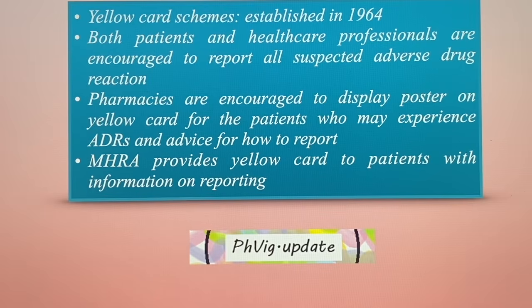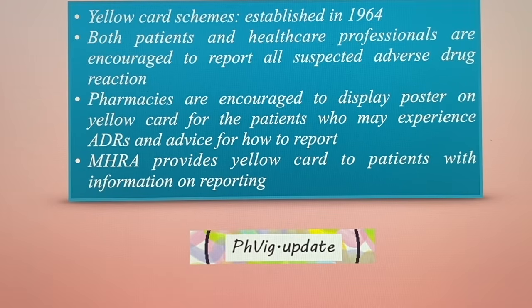The Yellow Card Scheme is the UK system for reporting suspected adverse drug reactions and was established in 1964. Healthcare professionals, patients, and caregivers can report adverse drug reactions through online systems, mobile apps, or paper forms. Pharmacies display yellow card posters to guide patients in reporting adverse drug reactions.